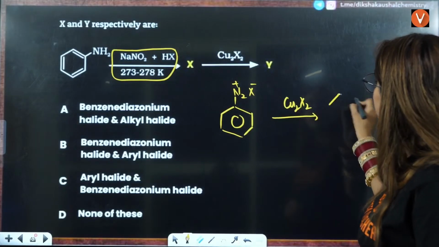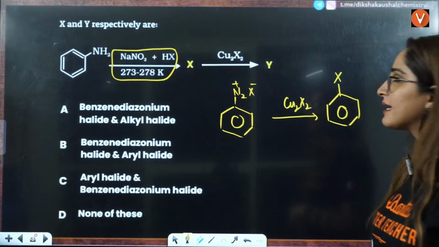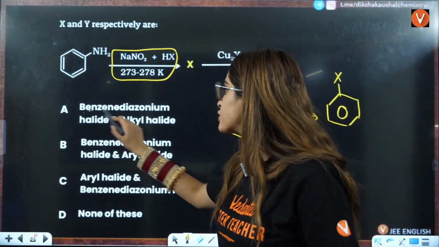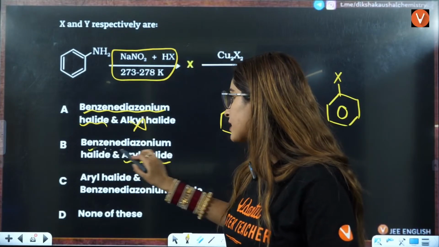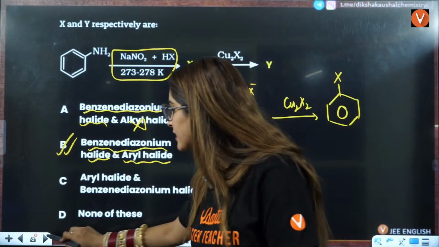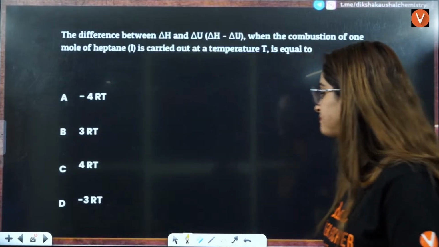That means Sandmeyer's reaction you are doing. So that is converted to that aryl halide. So X is what? Benzene diazonium halide. And this is not alkyl, this is aryl halide. So the answer will be benzene diazonium halide and aryl halide. So B is the correct answer here.